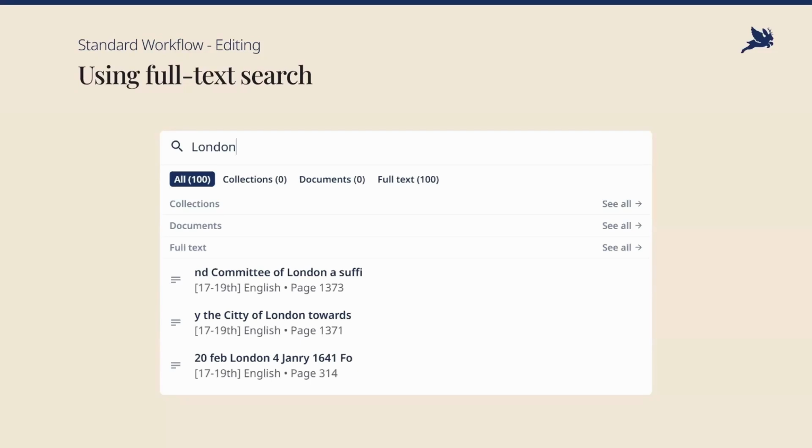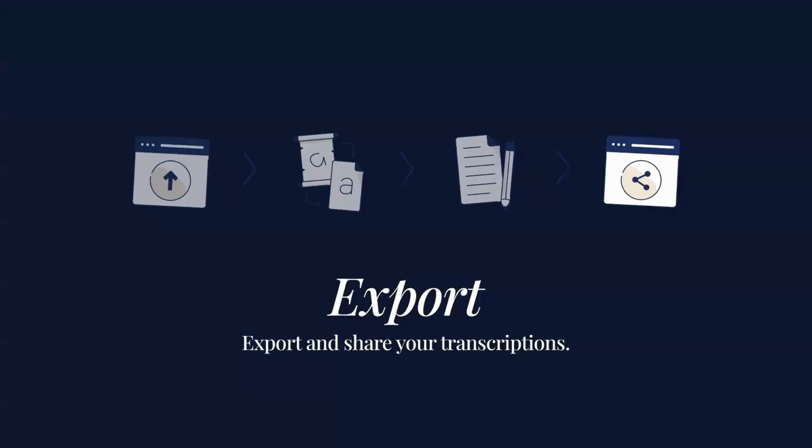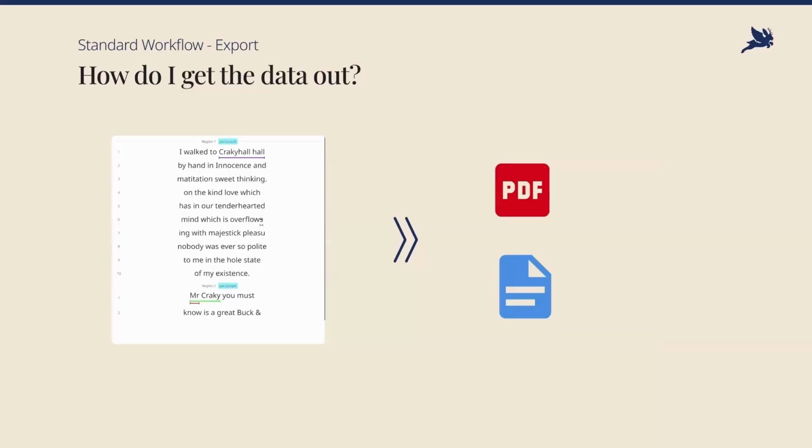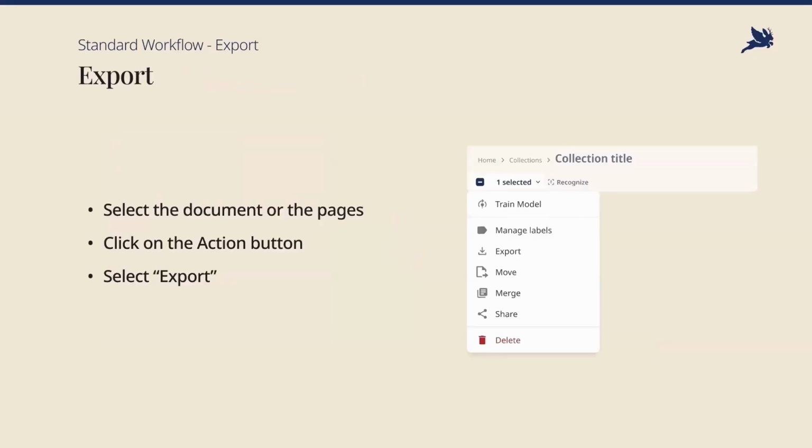Export: you can export your documents and share your transcriptions further. The question often is how does that work? Can I only use it on Transkribus? How do I get the transcription down? And you can download it and export it in different formats. To do that, you can select the documents or the pages, similar to when you wanted to process it, and then click on the action button and select export.